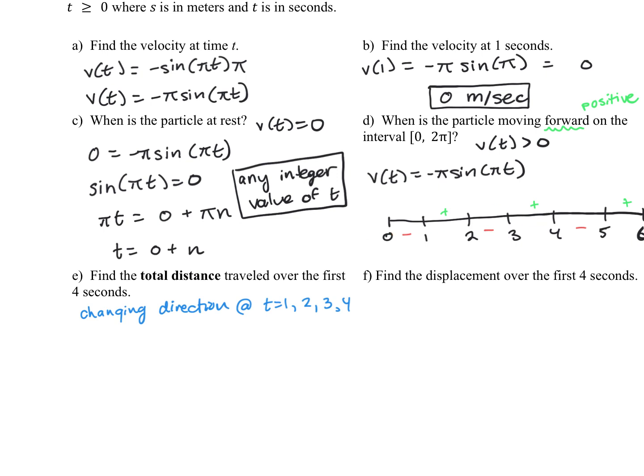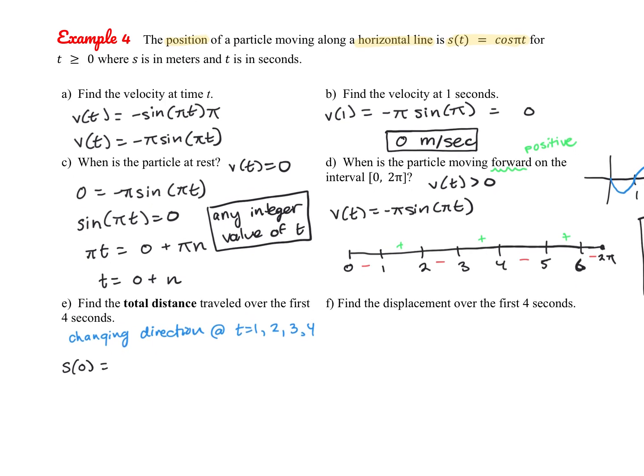So we want to figure out, well, where's the position of the particle at t equals 0? So we're going to plug that into our position function right here. So the cosine of pi times 0 is just equal to 1. And then we want to know the position at 1 second, when it will then change direction. So we do the cosine of pi times 1, which is -1. Then we want to know the position at 2 seconds, which is the next time it will change directions. So cosine of 2 pi, and that's +1.